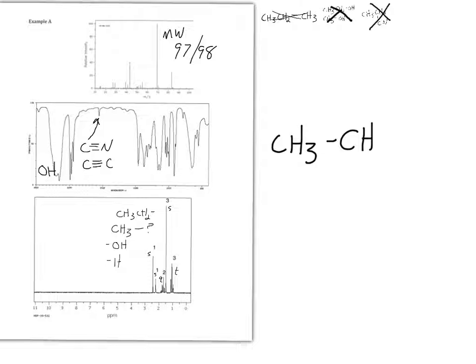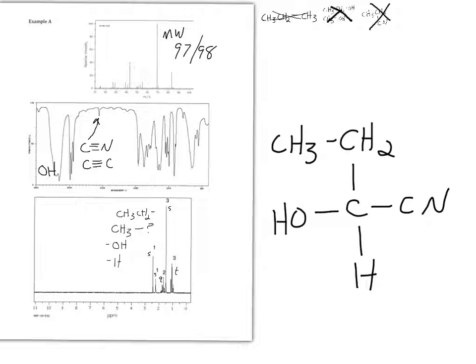So I could take my ethyl group, maybe attach it to a carbon. That carbon maybe has a nitrile on it, and maybe it has a hydroxyl group on it. I know that's a structural feature, and maybe it's got a hydrogen on it. Well, that can't be it, because then this hydrogen would be split by these hydrogens, and it's not, nor are these hydrogens split by this hydrogen. And of course, I also have not included my methyl group, so that's not going to be quite enough either.